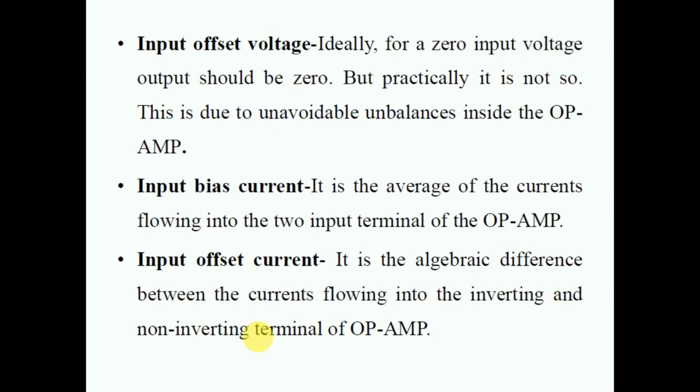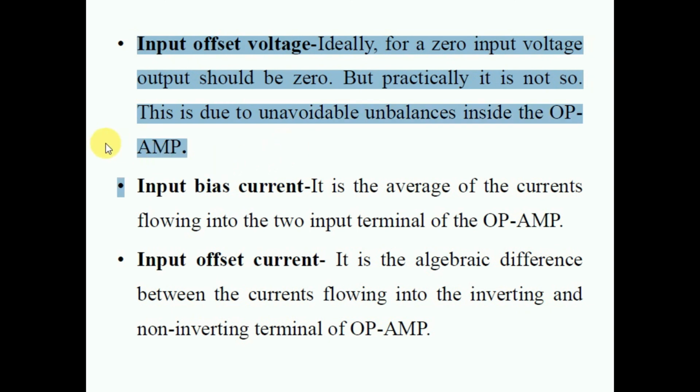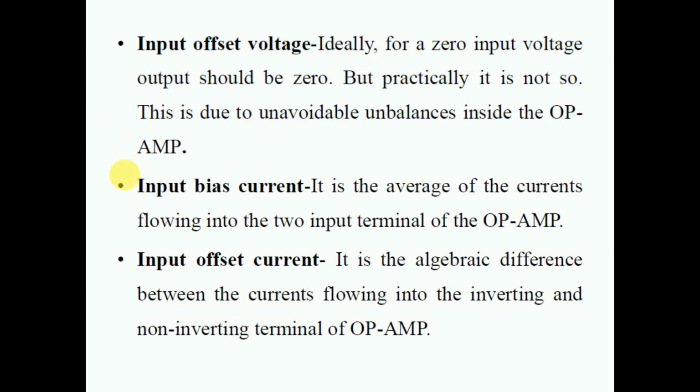So these all are the main parameters. After that, input offset voltage: ideally, for a zero input voltage the output should be zero, but it's not like that for all operational amplifiers, which do not always show zero voltage. So there is some kind of input offset voltage seen. So that's all.